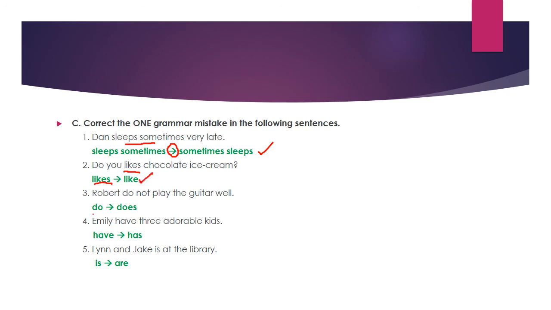Robert do not. Where's the mistake? Do. The correction is does. Emily have. The mistake. The correction. Lynn and Jake is. The mistake and the correction. Okay?